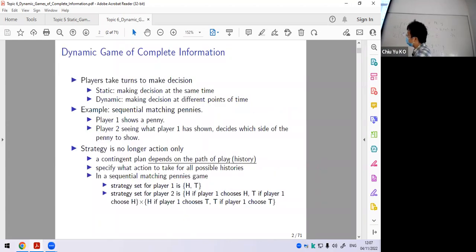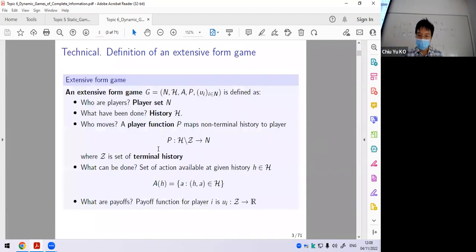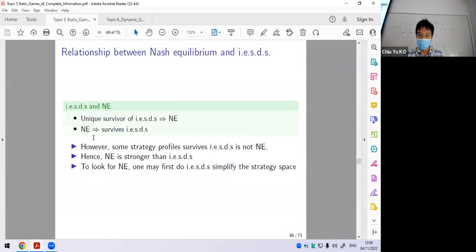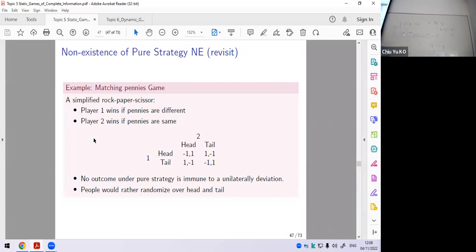Okay. So here we talk about the first game that would be interesting to see: dynamic, which means they take decisions at different points of time. Remember we have matching pennies, right? If the pennies match, player one would lose. Remember the game, right? If the coins are the same, player one loses. If they are different, player one wins. Right, it's a game.